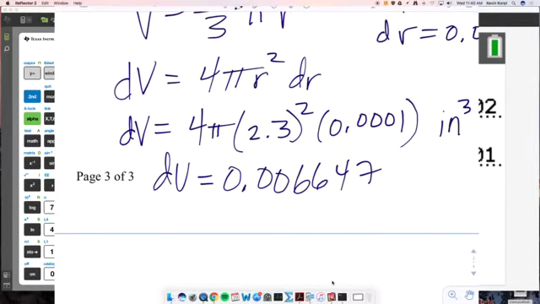So if that was your tolerance, you would accept the variation in the volume of each of these bearings to be maximum 0.006647, the lesser known British spy agent.